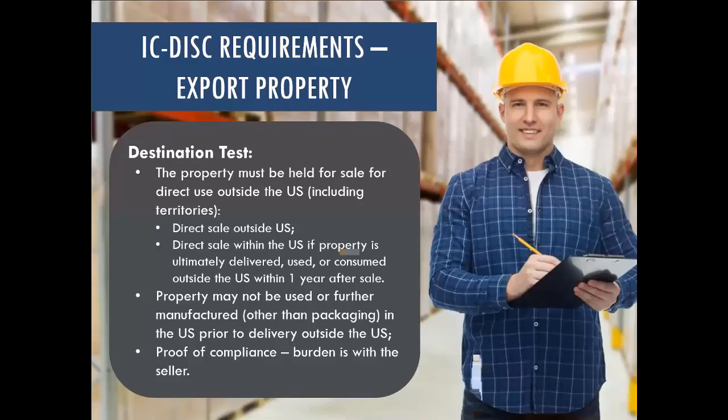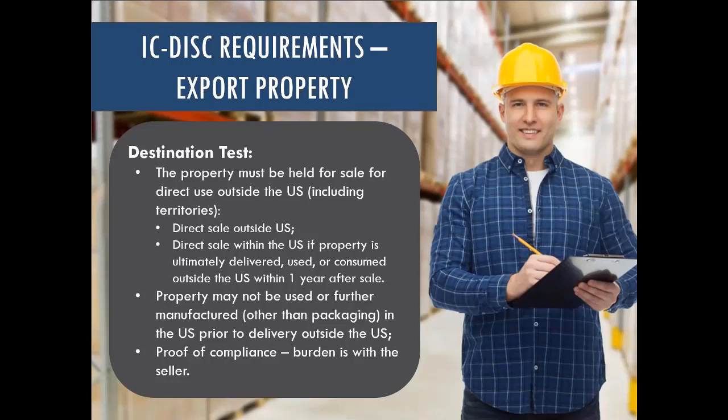So the next test for export property is the destination test. The destination test states that property has to be held for sale or direct use outside the US. And for IC-DISC purposes, the US includes all US territories. So this can be done in one of two ways. The first way, the easiest way, is a direct sale. You ship the property directly to a foreign address, so you are the direct exporter of that property.